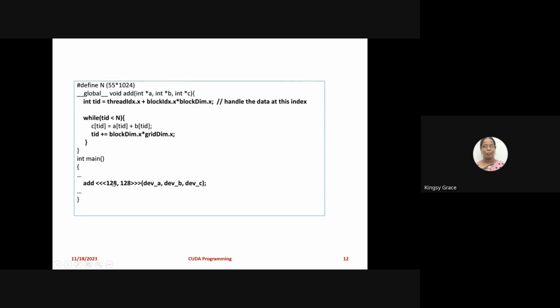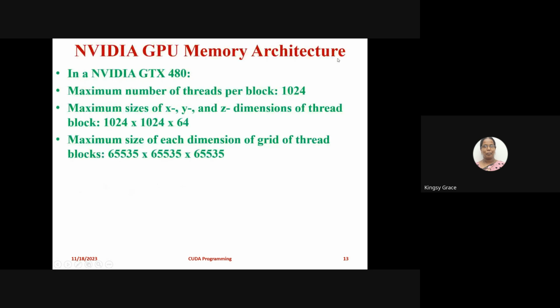So it is called 128, 128. Here, for one architecture, GTX 480, the maximum number of threads per block is 1024. So it has 1024 threads per block, and it has three dimensions. In the X and Y dimensions we have 1024 into 1024, and in the Z direction it has only 64. This is the default value.